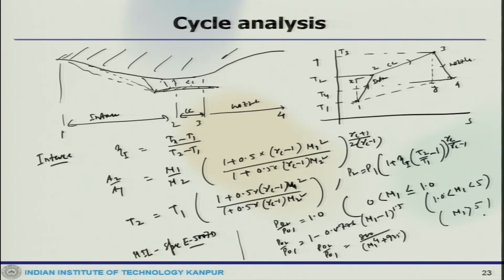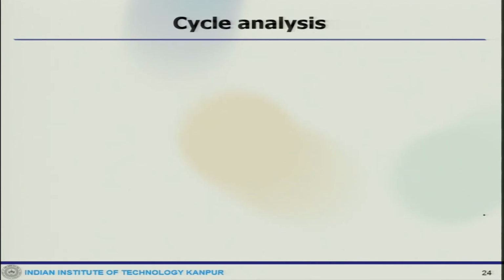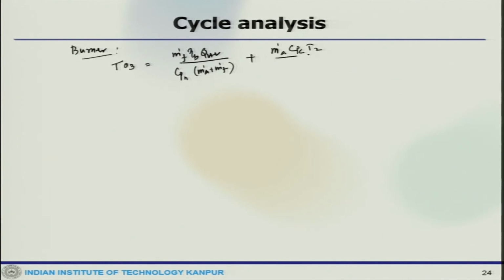So then we go to the burner, and once we go to the burner, then we again do the analysis. So what we get is T naught 3 equals (m dot eta b QHB by CPH m dot A plus m dot F) plus (m dot A CPC T2 by CPH (m dot A plus m dot F)) times (1 plus 0.5 (gamma c minus 1) M2 squared).